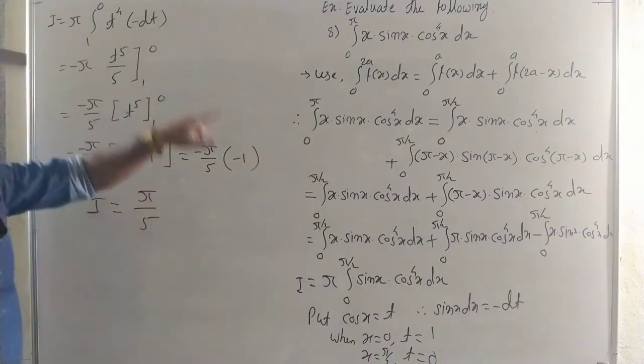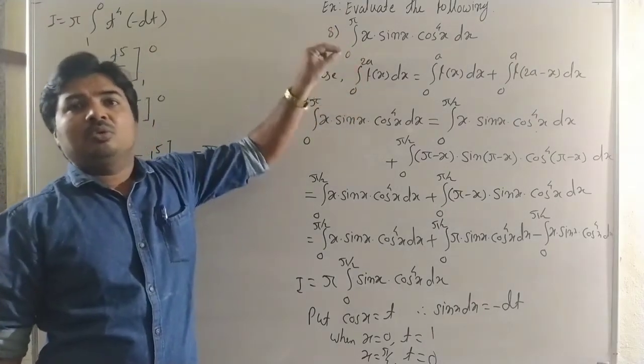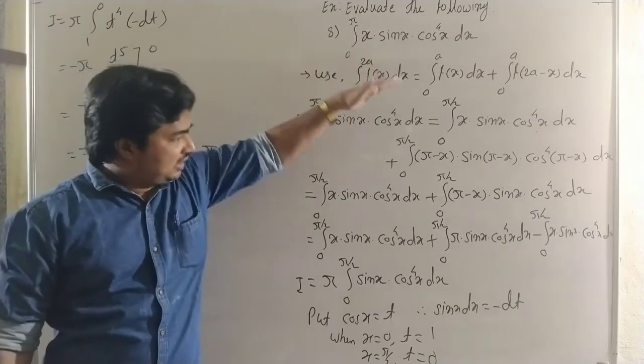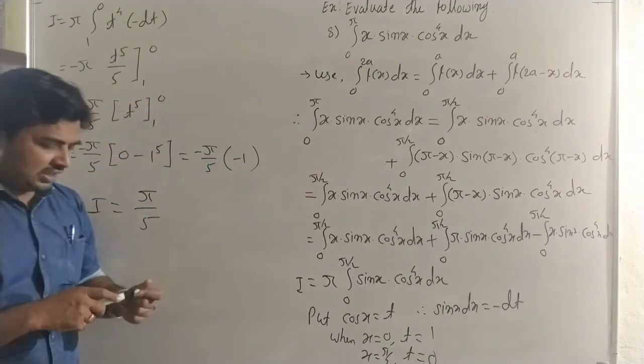See carefully this. Here we use the property 0 to 2a. Here we can also use the property 0 to a, but the 0 to 2a is an easier method than the 0 to a. Okay, now the next example.